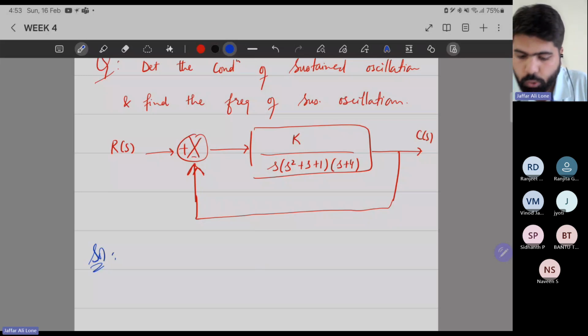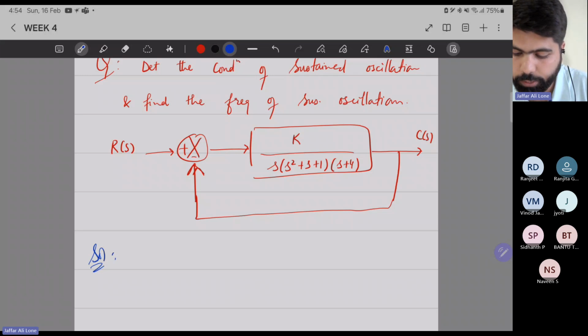Now clearly you can see you are given an open loop transfer function. You have to first close the loop with unity feedback and find the closed loop transfer function. Yes, that's true, whatever he is saying is correct. But we have to first find the condition. The frequency will come later on, but first we have to find the condition.